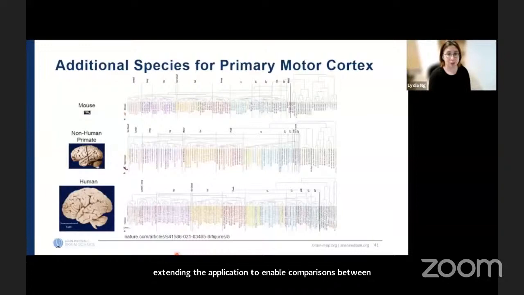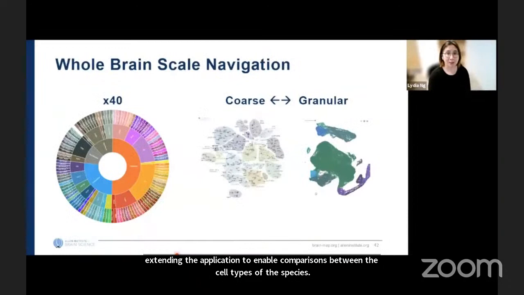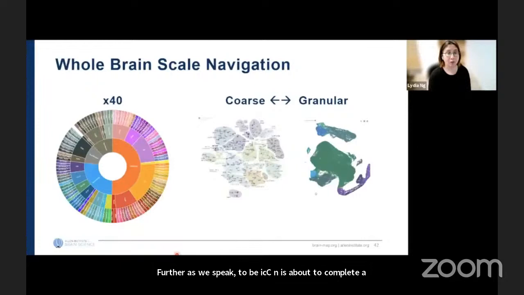Further, as we speak, the BICCN is about to complete a whole mouse brain census of the cells in the mouse brain, perhaps generating 40 times the number of cell types we've just seen in the mouse motor cortex. We will need to develop visualization workflows that allow multi-scale zoom and pan capability to visualize the cell type organization.